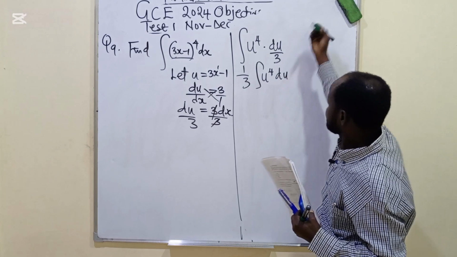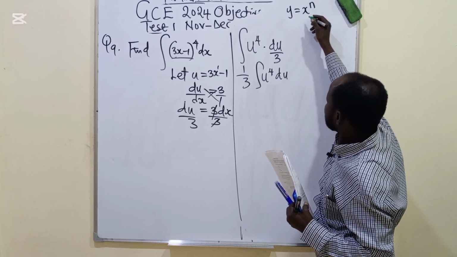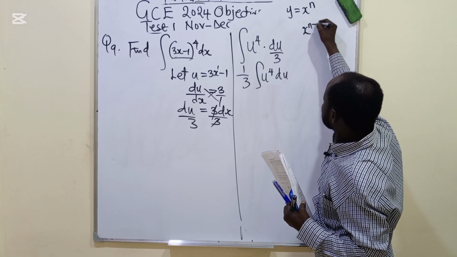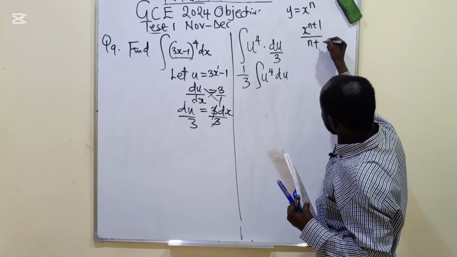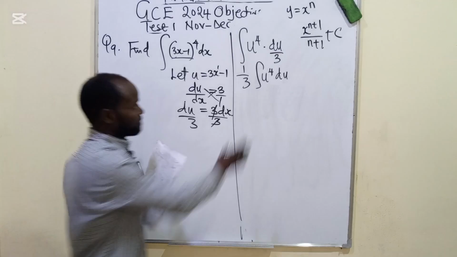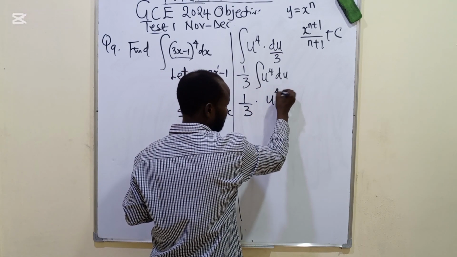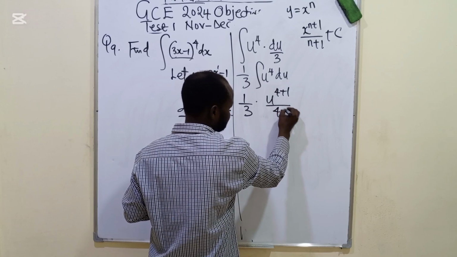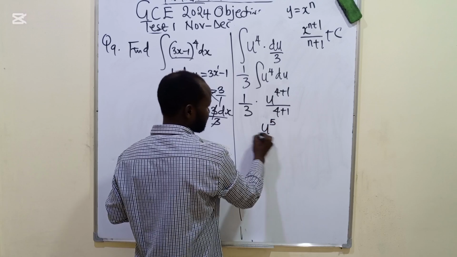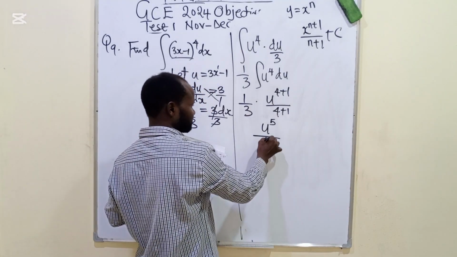When we integrate this, the general formula of integration is, if we have y equals x power n, the integral of this will be x power n plus 1 divided by n plus 1, plus the constant of integration. This is the general formula of integration. So we apply it here. We have 1 divided by 3 times u. We increase this power by 1, and use the new power to divide, plus 1 now. So this will be 1 times the whole of this. It will be u power 5 divided by 4 plus 1, which is 5, times 3, that's 15.